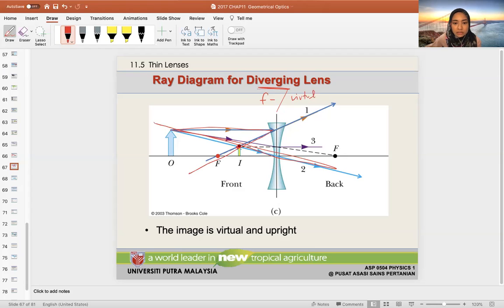This is where it intersects. This is your principal axis. So that is where your image forms. Okay, your image is forming in front of your lens. It's a virtual image. It is upright.